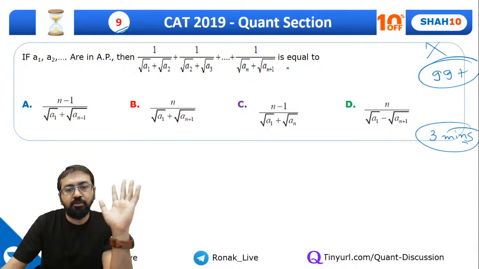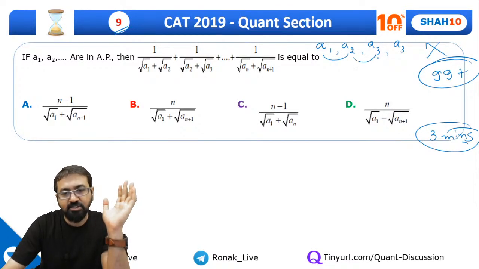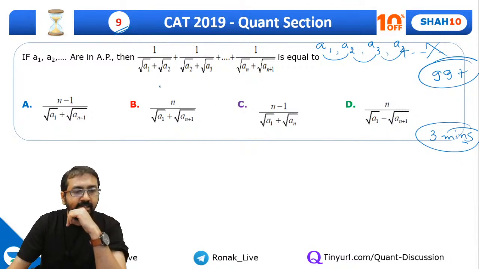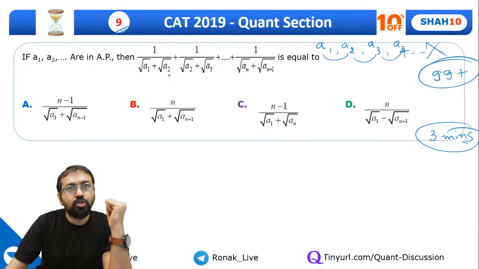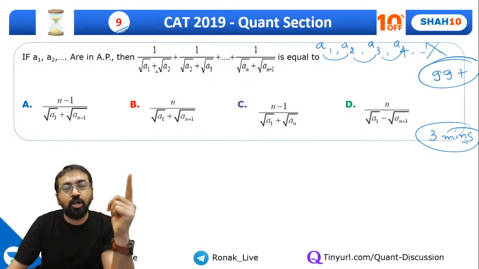Guys, in an arithmetic progression the difference between two successive terms is the same, that is a1, a2, a3, a4 and so on and so forth. So the difference of a1, a2 is the same as the difference of a2, a3, a3, a4 and so on and so forth, right? Okay, now how do we solve this thing? How to eliminate the root from the denominator?